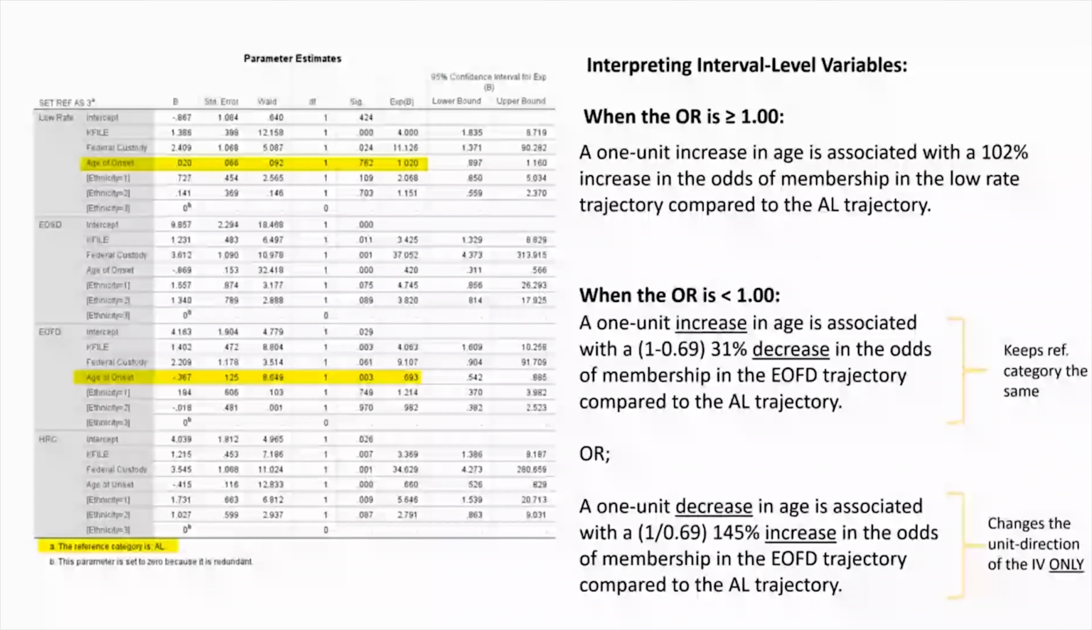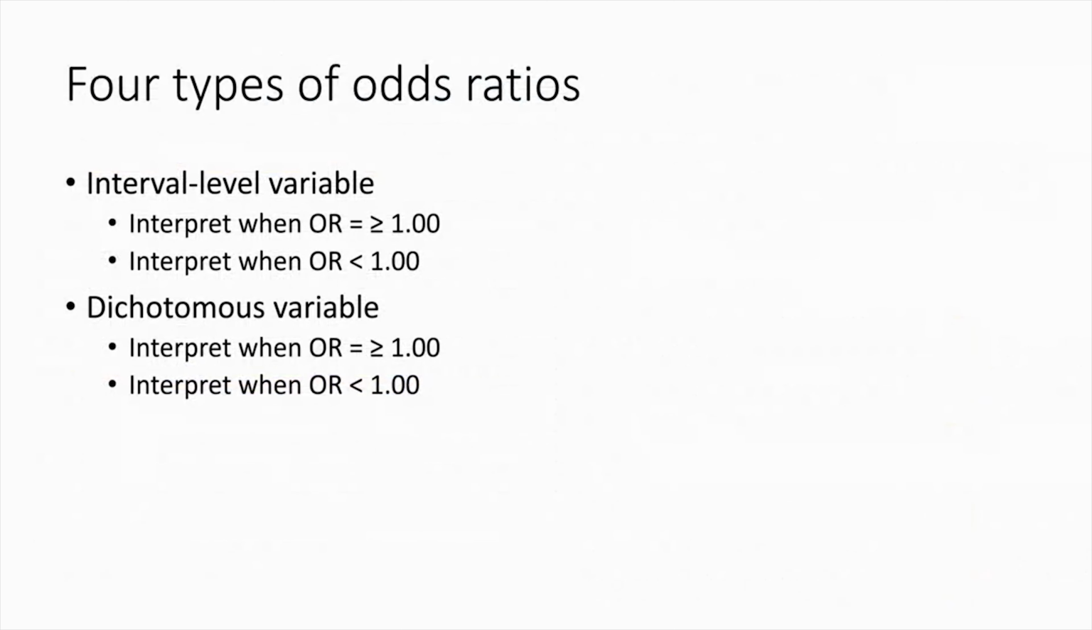Alright, hi everyone. I'm going to go over how we can go about interpreting odds ratios. So I've put together a quick little PowerPoint presentation here that is going to show us basically 4 different ways that we go about interpreting odds ratios. So we can interpret an odds ratio when it's greater than or equal to 1, or when it's less than 1. And how we do this can also vary depending on whether the variable is interval or dichotomous.